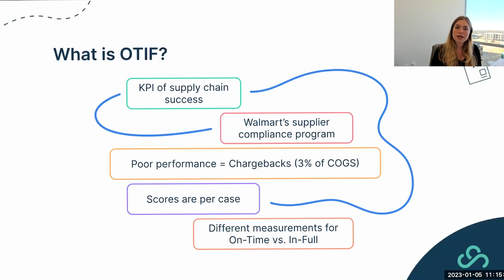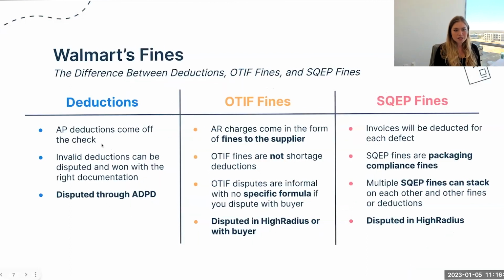So on time, did you get it to the store? Did you get it to the DC when you said you would or when they needed it? And in full, did you ship as much as you needed to? Now, like we were talking on this previous slide, deductions will also handle shortages. So you can be receiving a code 22, 24, 25 while also getting an OTIF fine because Walmart is saying that you didn't ship everything that you said you would, or everything that they requested. And so we can really see these fines start to stack up whenever it comes to the in full portion, with deductions and OTIF fines.